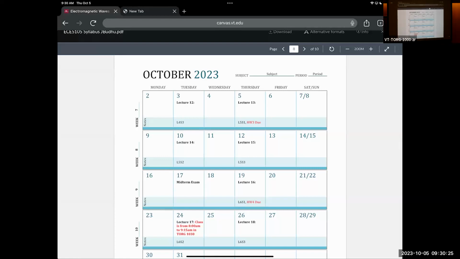As far as the notes go, the notes are broken down into different lectures, which are associated with chapters of your book. But this is lecture number 13, and what I want to bring to your attention is the homework was due today, or you can turn it in on Sunday and still get full credit.